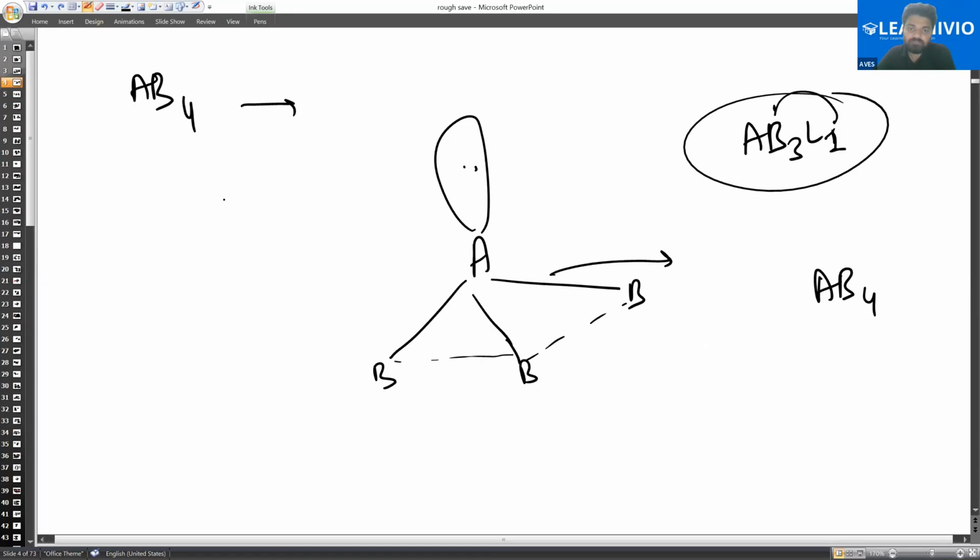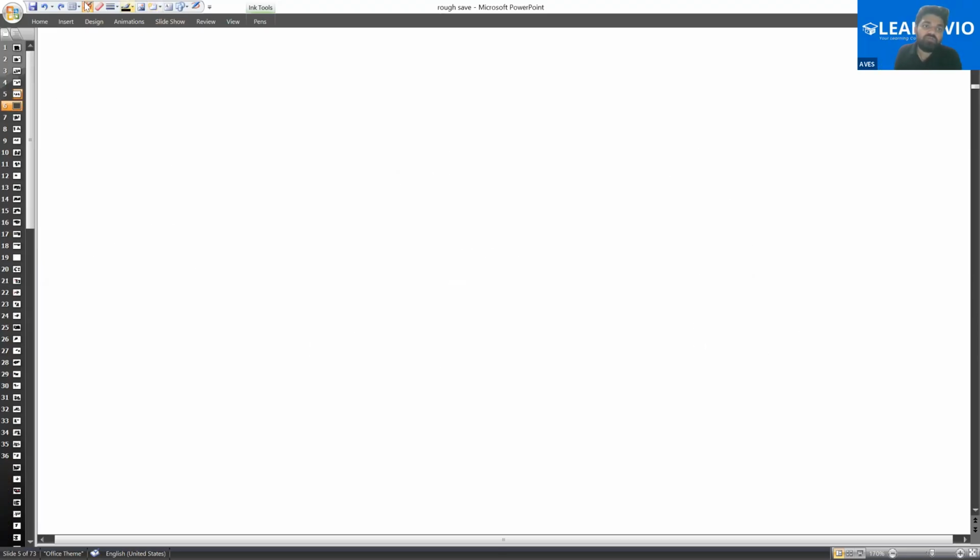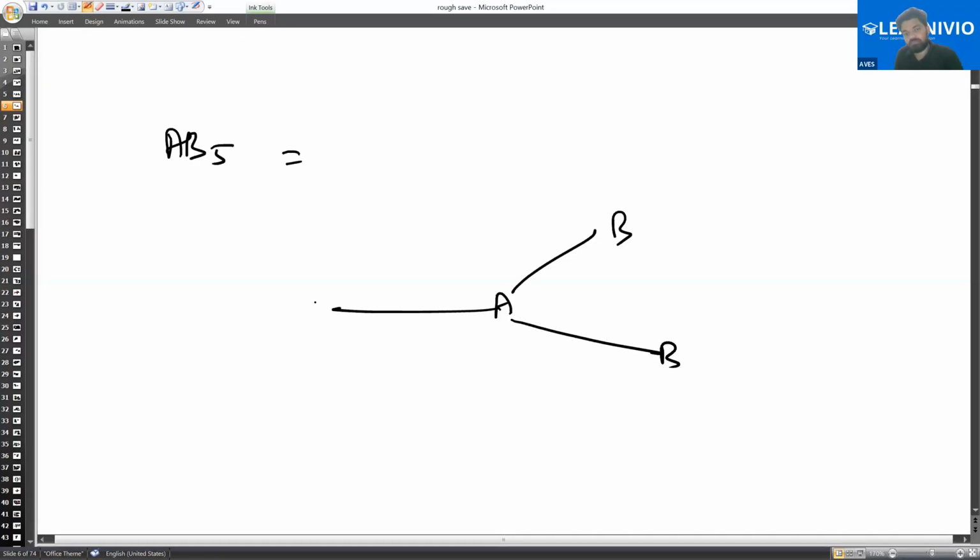In the same way, what could be the shape of AB5? The AB5 molecule is trigonal, like you have A here. This is the perpendicular shape and this is the base.